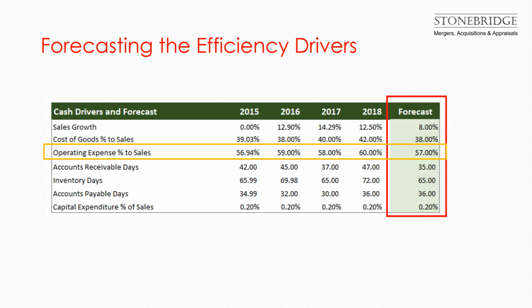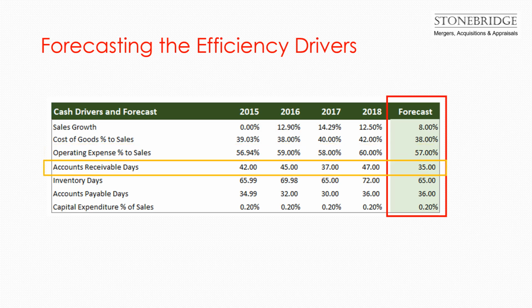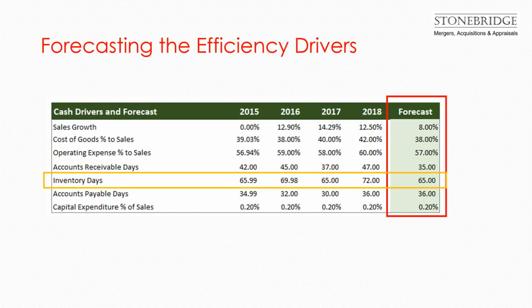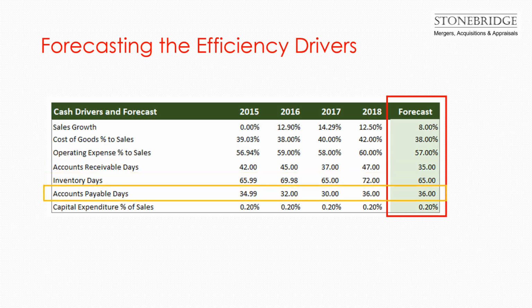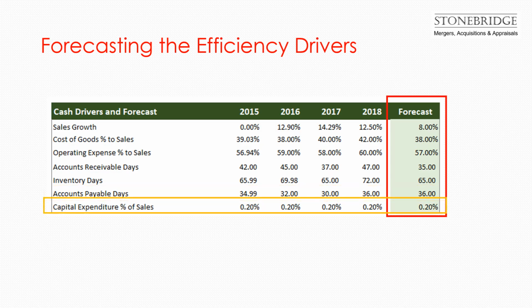So we will continue isolating the best performance and inserting it into the forecast with operating expenses at 57%, accounts receivable at 35 days, inventory at 65 days, payables at 36 days, and capital expenditures of 0.2%.